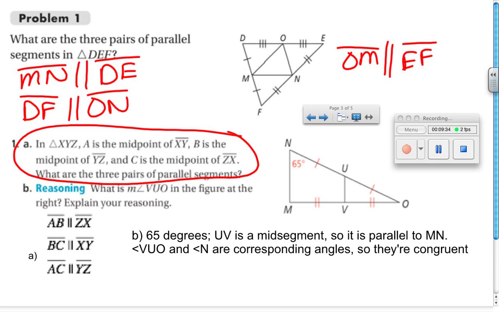All right, let me clarify something. Based on some of what I'm hearing, we're still kind of fuzzy about why angle VUO is 65 degrees. Because VU is a mid-segment, remember, one of the properties that I gave you on that first screen was that it would be parallel to the third side. Well, that means VU is parallel to MN.